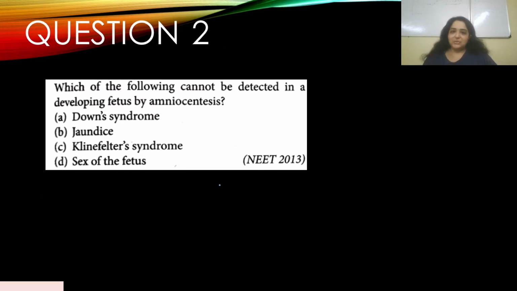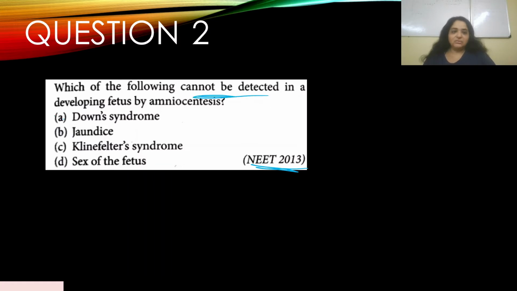Okay, so question number 2. Which of the following cannot be detected in a developing fetus by amniocentesis? Okay, this appeared in NEET 2013. You have A, Down syndrome, B, jaundice, C, Klinefelter syndrome, and D, sex of the fetus. Okay, so which cannot be detected?